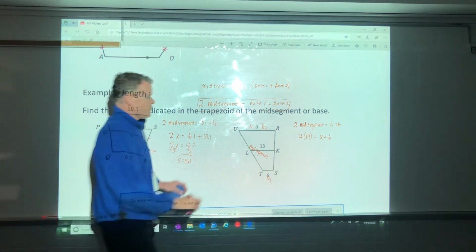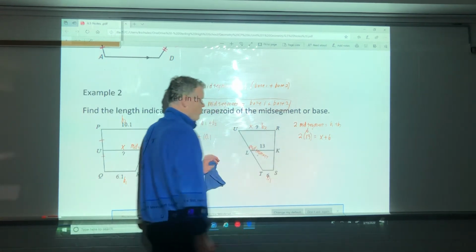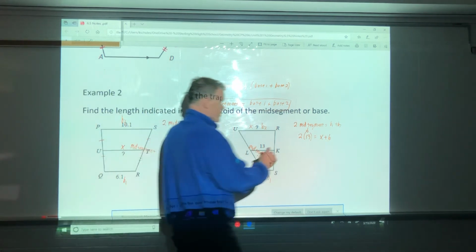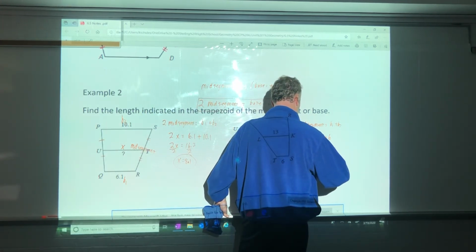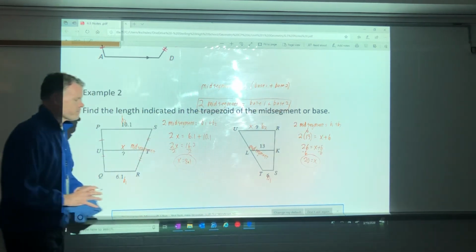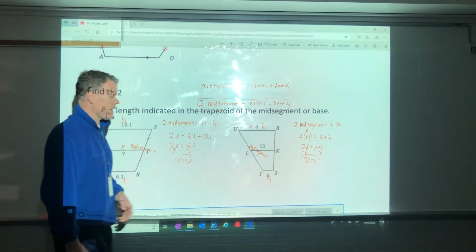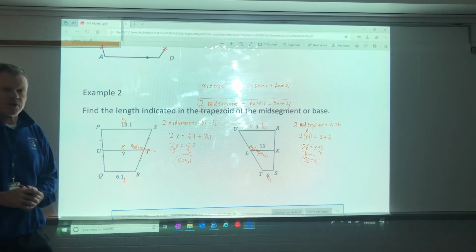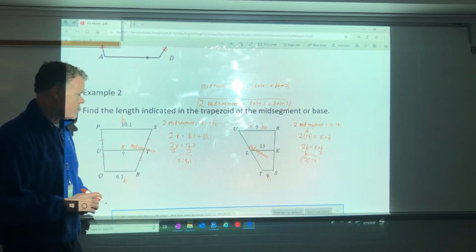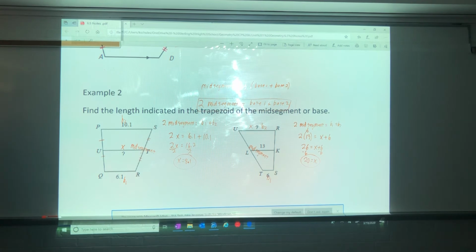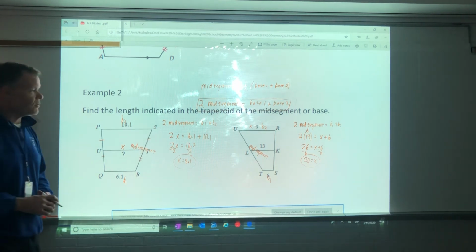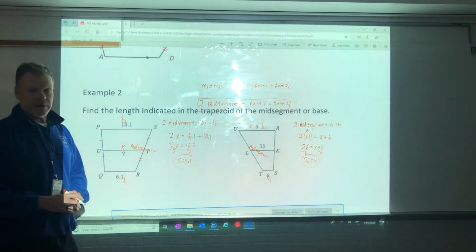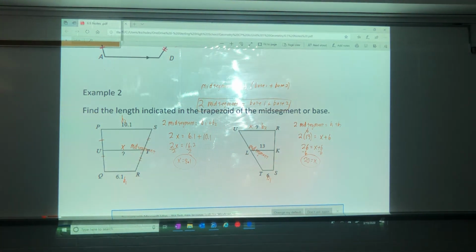2 times 13, again, 13 was our mid-segment, and 2 is in the formula. So that's going to be 26 equals x plus 6. We subtract 6, 20 equals x. And it makes sense. You can always go back and check. 20 plus 6 gives you 26. Half of that would be 13, or 2 times 13 gives you 26. So take a look at that. You can stop the screen and copy everything down. I'll give you a few seconds to do that also.